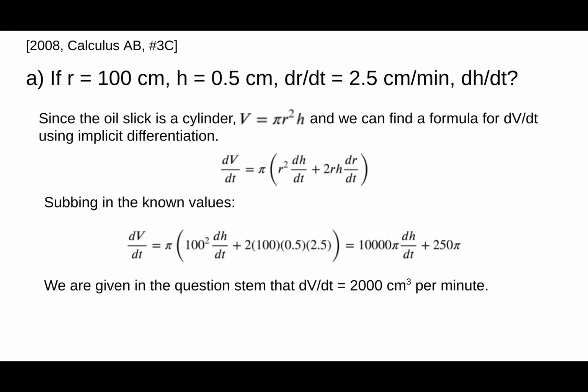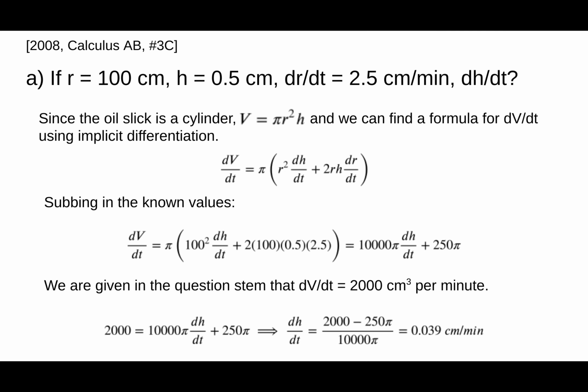So even though we used implicit differentiation to find a formula for dV dt, we do actually know the value of dV dt, and now we have to use it to find a value for dh dt. So we're going to use the fact that dV dt is 2,000. Plugging 2,000 into the equation above and solving, we get dh dt is about 0.039 centimeters per minute.